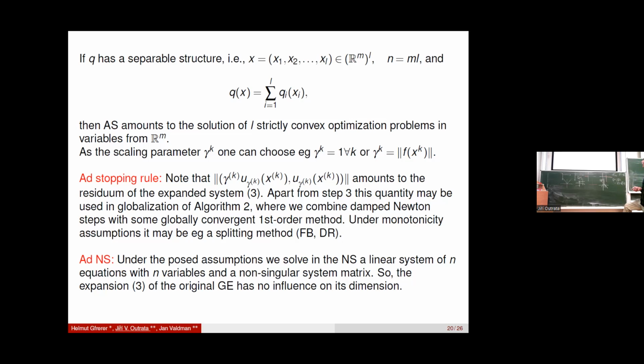And finally, we observe that this equation, which we solve in the Newton step, is actually only a system of n linear equations. At the beginning, you remember, we doubled the number of variables in order to simplify the approximation step. It is, at first glance, a disadvantage, but finally, in the Newton step, we have the original dimension. So it doesn't bring any additional complexity.